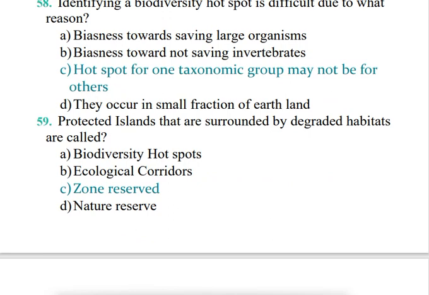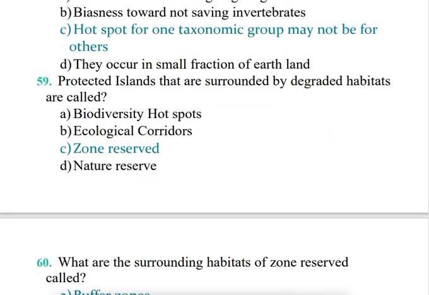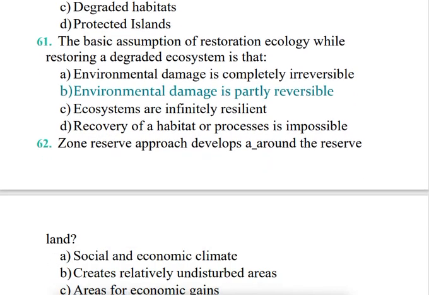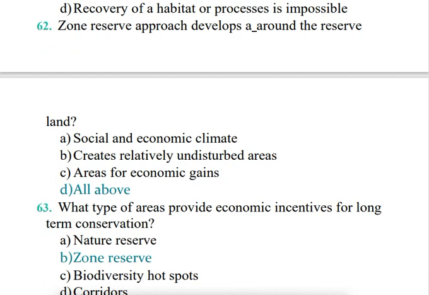Protected islands that are surrounded by degraded habitats: what are the surrounding habitats of the zone reserves called? These are the buffer zones. The basic assumption of restoration ecology while restoring a degraded ecosystem is that environmental damage is partly reversible. The zone reserve approach develops around the reserved land, so social and economic climates create relatively undisturbed areas for economic gains. All of the above are the factors.